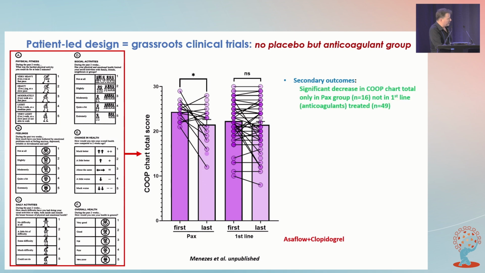Among secondary outcomes, there was a significant decrease in the COOP chart as well, only in the Paxlovid group, not in the first-line group. There was also a significant decrease in clinician-reported severity, using both the LC grade and Duke University's score of severity of illness. Sorry, thank you, Mark.